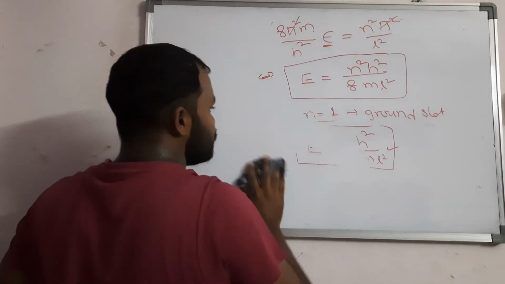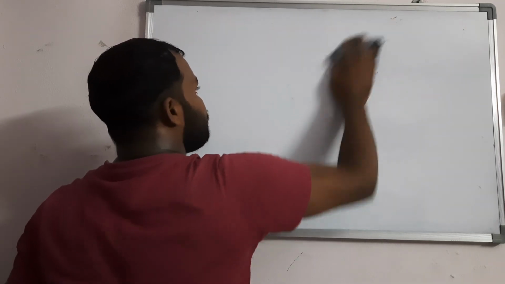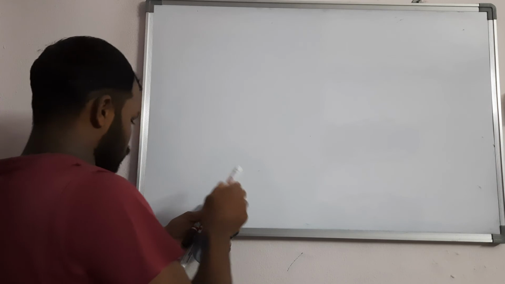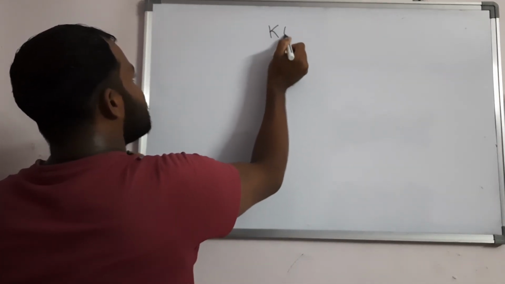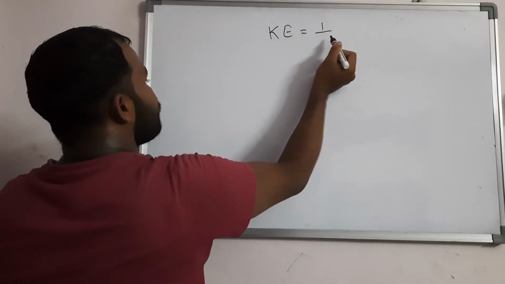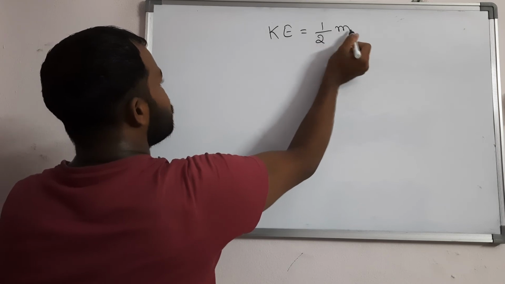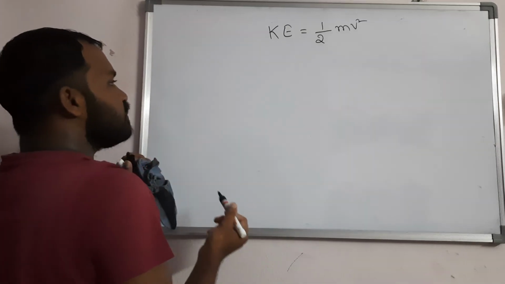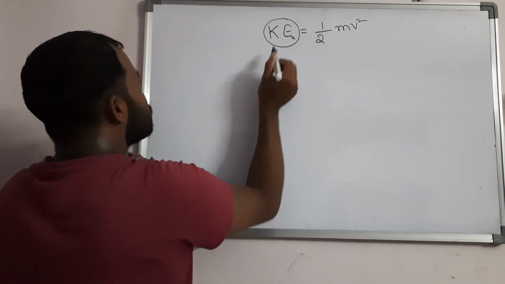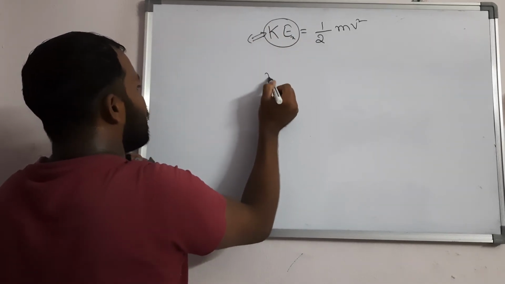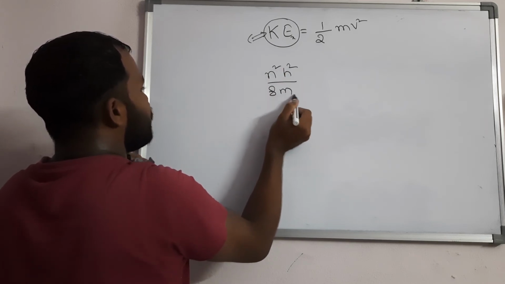Next, you should write the momentum. Momentum is P. How will you get momentum? First write the kinetic energy, which is half mv², right? Half m into v². So this is energy. This energy I am going to take as the normal energy, what you got: n²h² by 8mL².